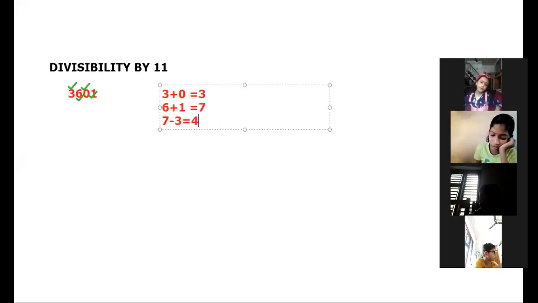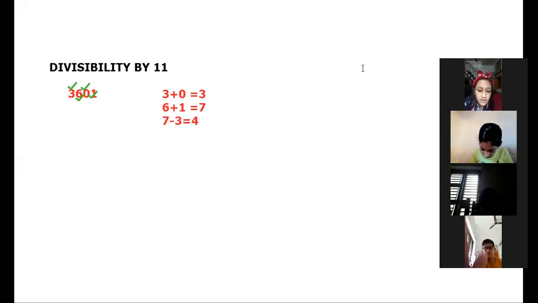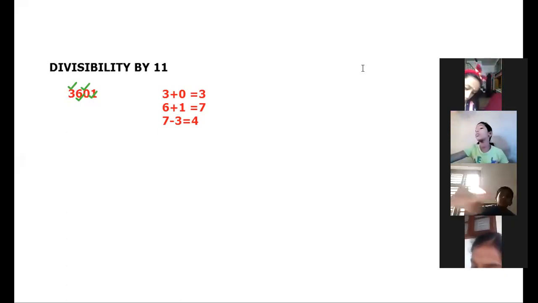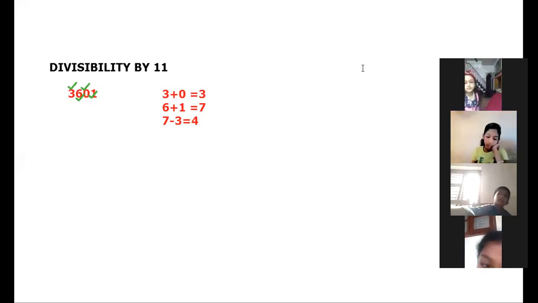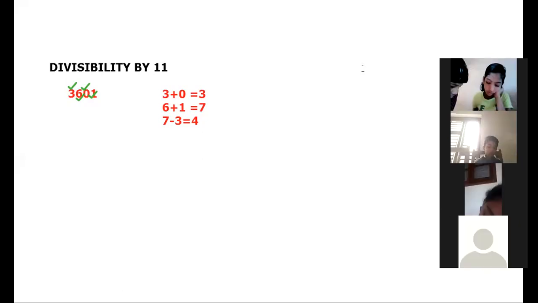Then what about the divisibility? It is not divisible by 11, because our difference is not 0 or a multiple of 11. That's why we can say that the number 3,601 is not divisible by 11. Is it clear, the divisibility of 11? It is very easy. Is it clear now?